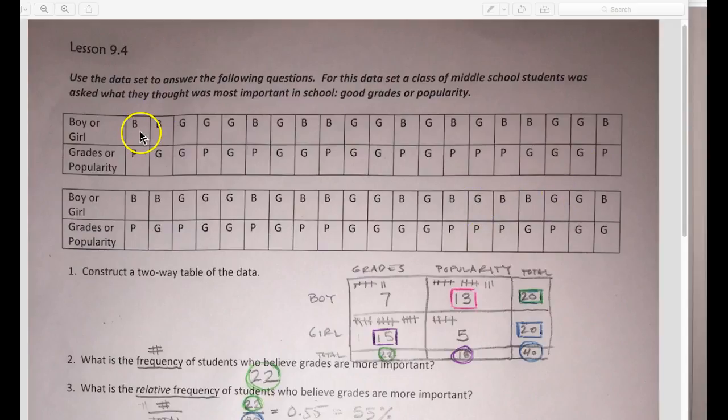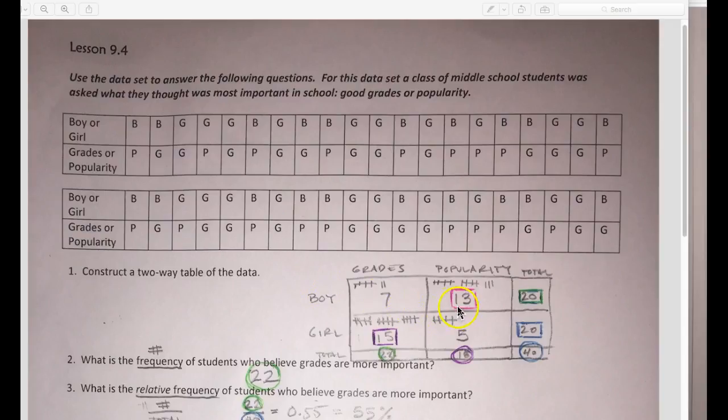So what I did is just went through all these. So boy popularity, I put a notch here. Boy grades, I put a notch here. Girl grades, I put a notch here, etc. When you add them all up, what I got, and I may have missed one, you may get slightly different numbers, but make sure you count correctly. You're going to lose some points if you're not totally correct, but just make sure you double check.